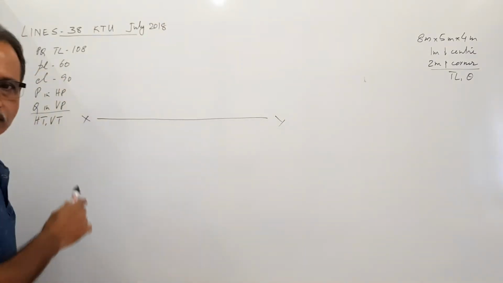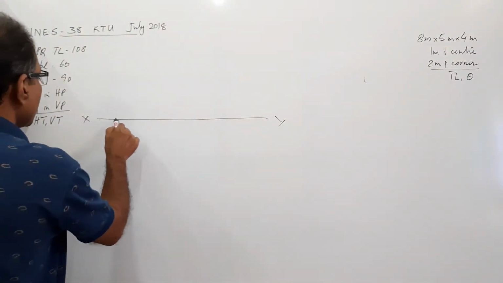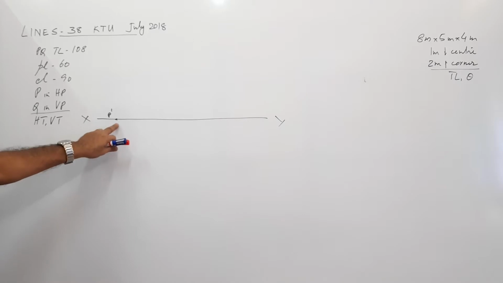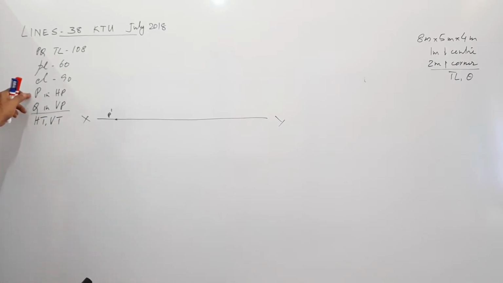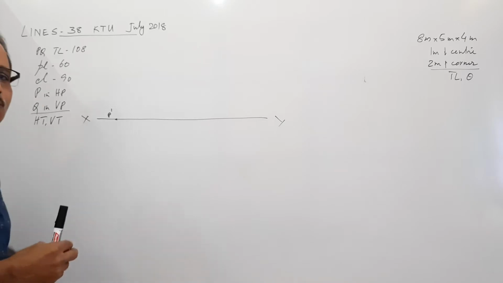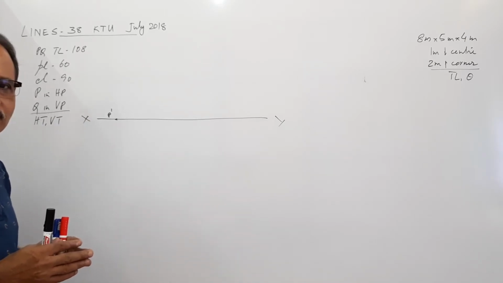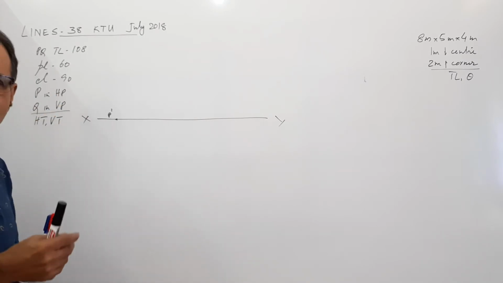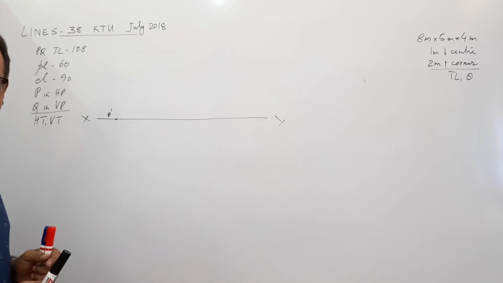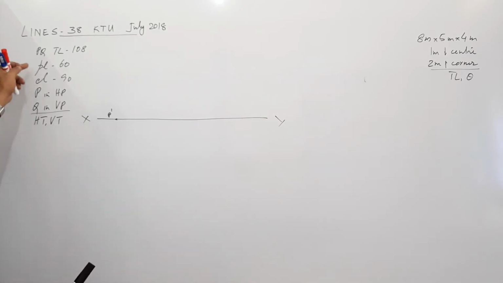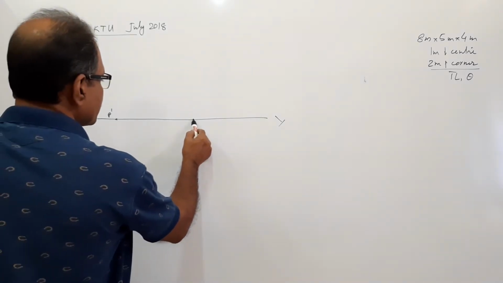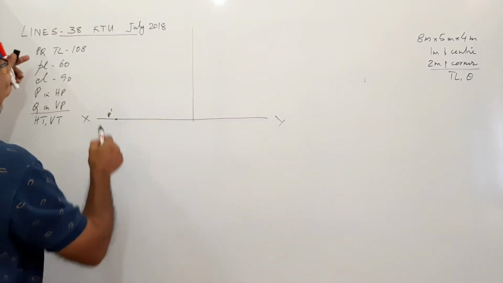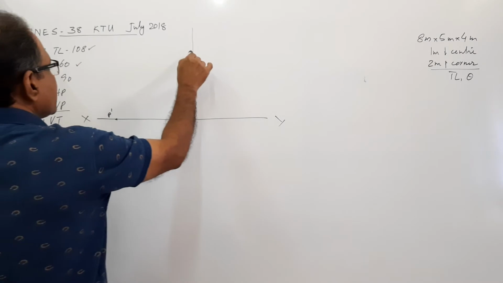Draw the XY line. Since the end P is on HP, I take P dash on the XY line. If you assume the line is parallel to VP, the elevation will be the true length. We don't know how the line is now. Suppose you assume the line is parallel to VP, the elevation is the true length, and the plan length you will get. Plan length is given as 60. Take that plan length here, 60, and draw a projector. On to that, take the true length and cut.